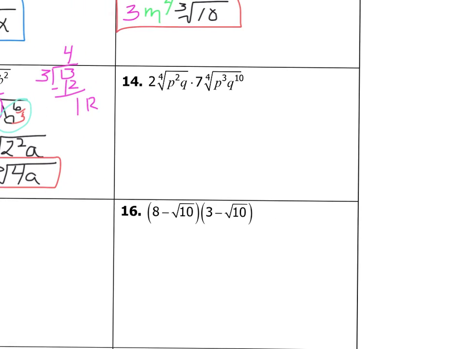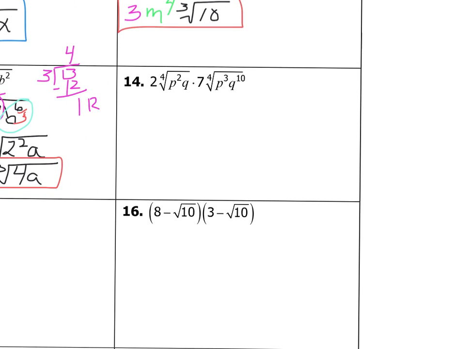And then finally number 14. So with 14, I'm going to multiply coefficient to coefficient. So 2 times 7 is going to be 14. We have the same index, so I can combine what's underneath. And so p to the second, p to the third, add those exponents, you get p to the fifth. Q to the first, q to the 10th, add those exponents, and you get q to the 11th.